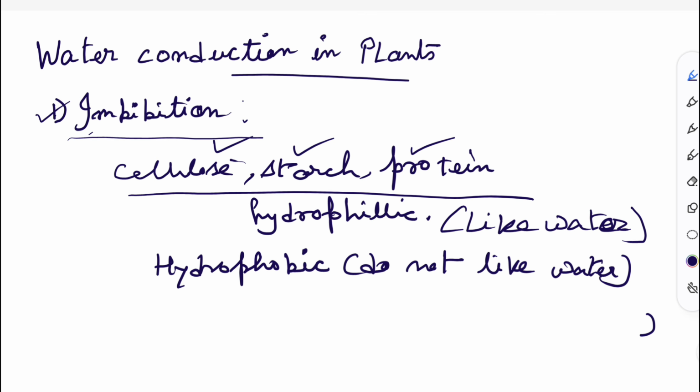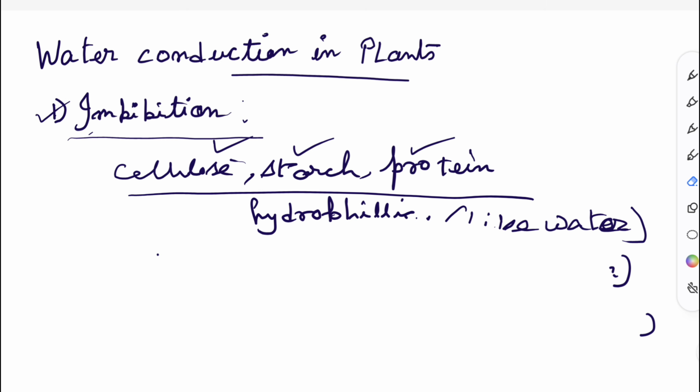And hydrophobic means they do not like water. Fine. So in this we are going to talk about the hydrophilic molecules here, and they are what? They are cellulose, starch and protein. So what happens in this process? These hydrophilic molecules, they absorb water in their living or dead cells.